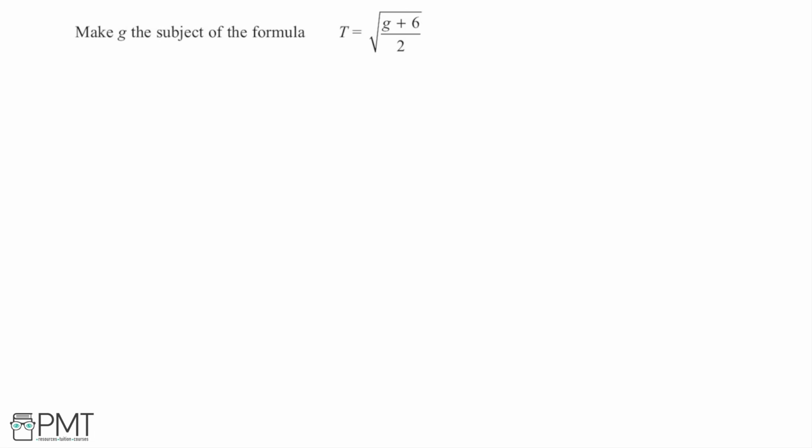Now for this question, I'm asked to make G the subject of the formula, and I'm given this expression here with T on its own on this side and G here, which is underneath the square root. The first thing I notice is that this G is underneath the square root sign, and square roots are often problematic when I'm trying to isolate a variable, especially if it's underneath the square root. So a good place to start with rearranging this and trying to isolate G is by squaring both sides of the equal sign.